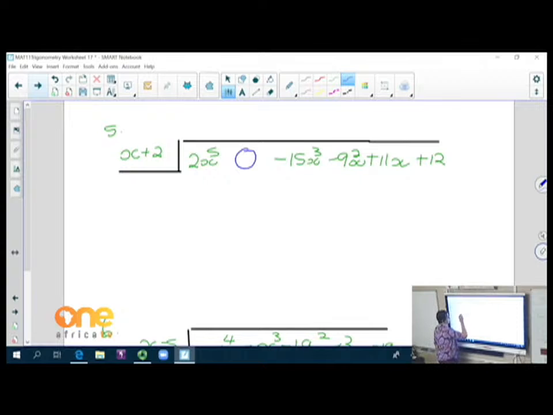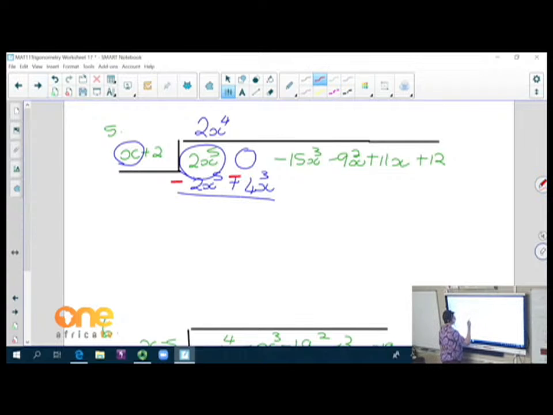So x divides into this one now 2x to the power of 4 times. Multiply. Then you have 2x to the power of 5 plus 4x to the power of 3. Subtract. Change the second signs. So now this one is negative 4x to the power of 3, and you bring down the negative 15. Sorry, this one is to the power of 4, and this one is to the power of 3. If you multiply there, you get to the power of 4.